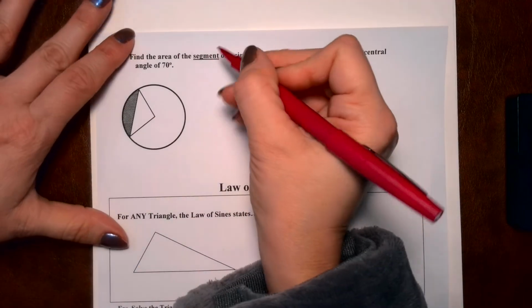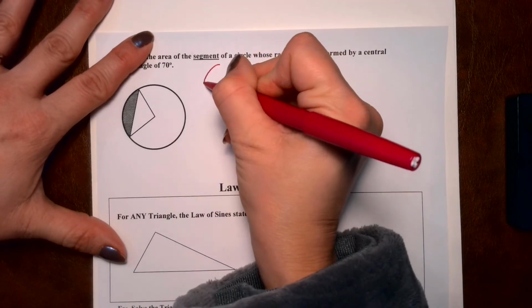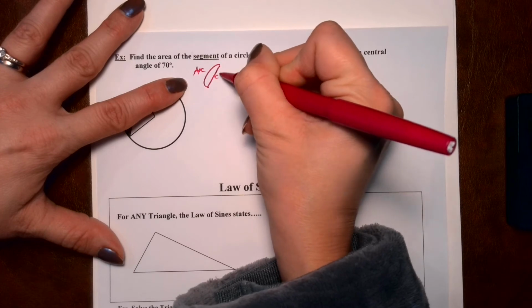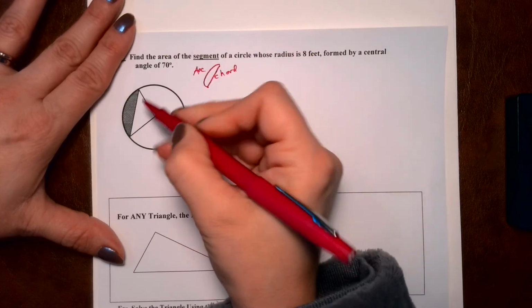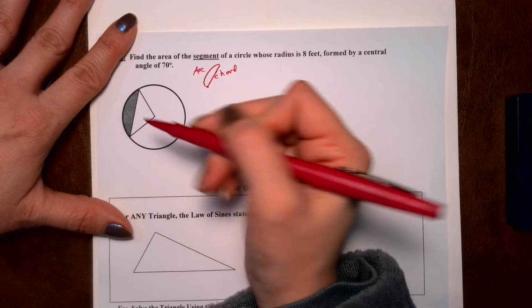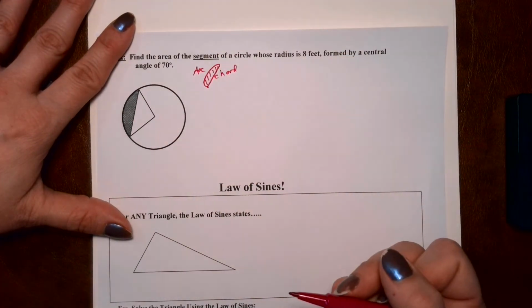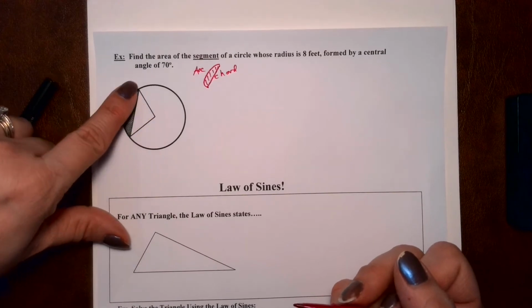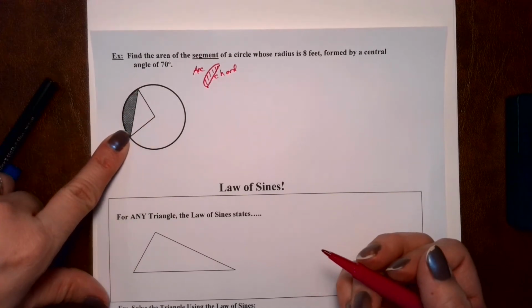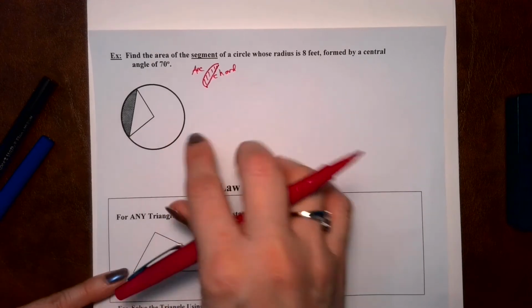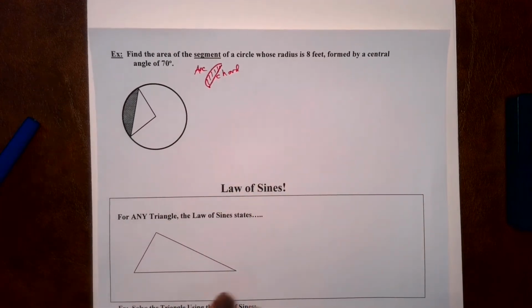So a segment is between an arc and a chord of a circle. It doesn't touch the center at all, it's just this piece right here. Okay, so that is what a segment is. It's not a sector, and it's not a triangle. But we are going to use those two shapes to figure this out. So here's the setup for something like this.